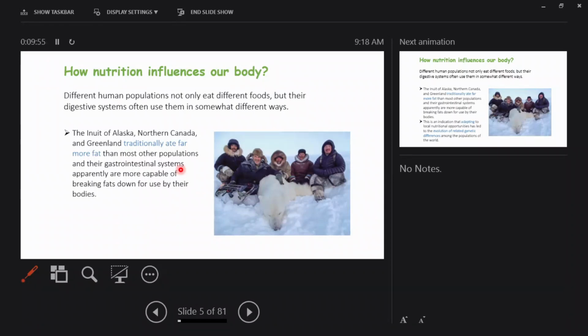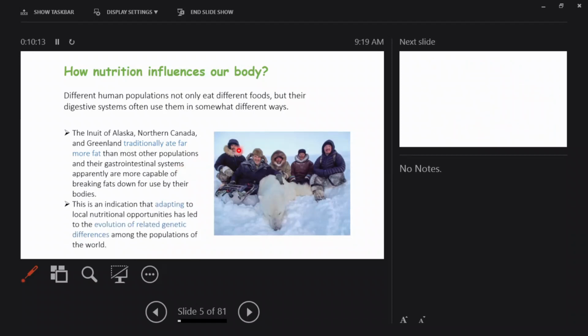I know maybe from this statement we can tell, because their body needs to generate heat in order to survive in this very extreme cold area. So they need more fat for their body to survive the cold temperature. This is an indication that adapting to local nutritional opportunities has led to the evolution of related genetic differences among the populations of the world.